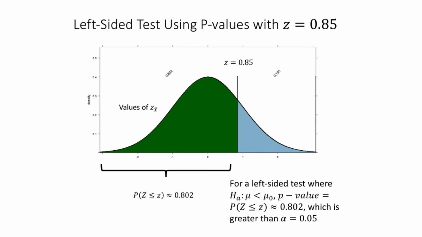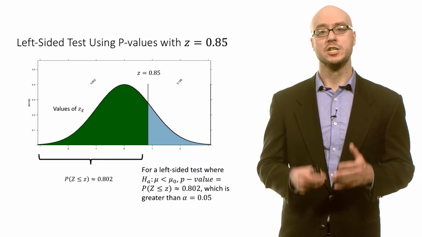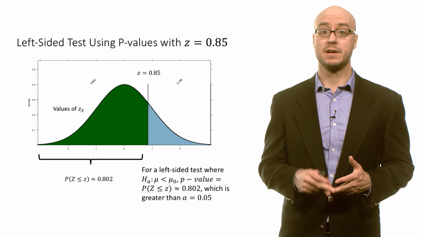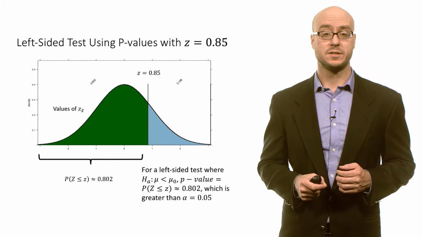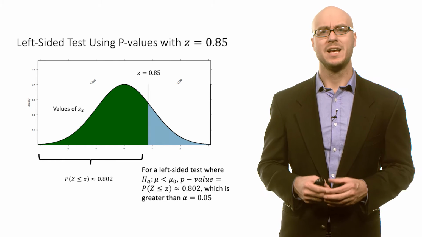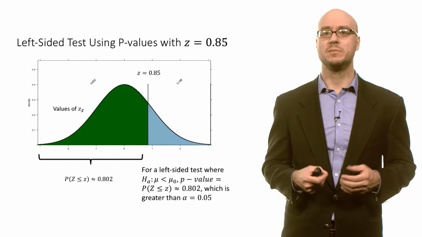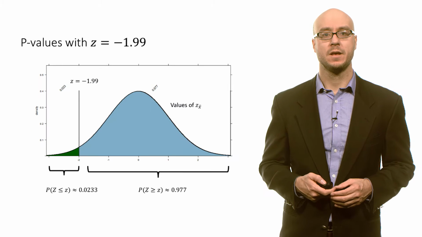And it's quite likely that we would obtain a z-test statistic less than or equal to the one we obtained. So when we compare this probability value to 0.05, it's much larger. So again, we fail to reject the null hypothesis. So you can see with the z-test statistic of 0.85 under a two-sided, left-sided, and right-sided test, for each of those instances, we fail to reject the null. This reflects the fact that 0.85 is really not that extreme of a z-test statistic.